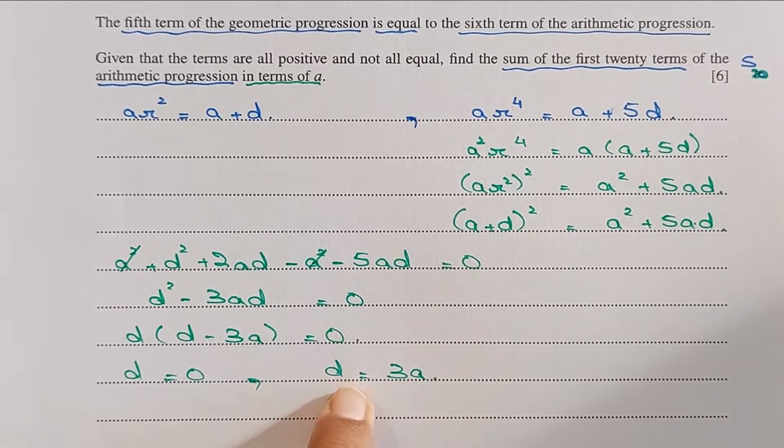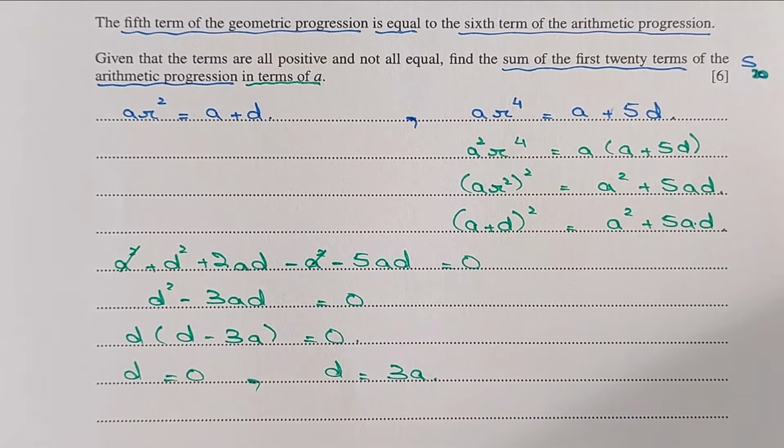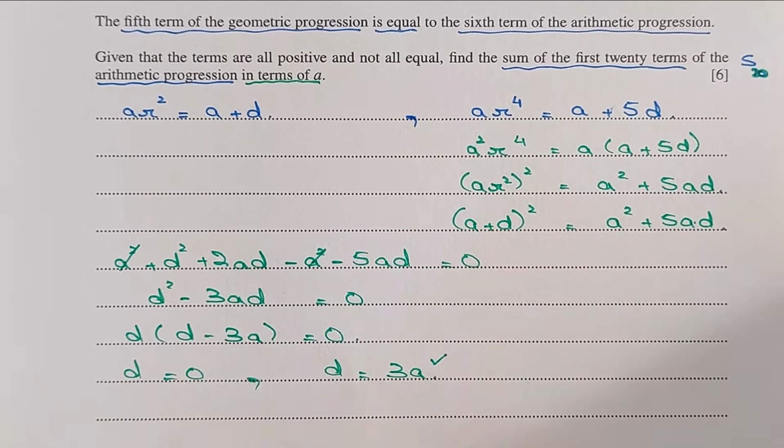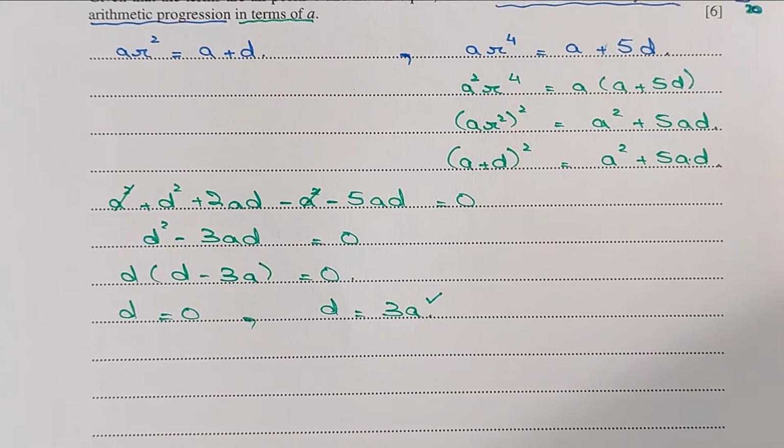So basically we have to find d in terms of a. We are not considering d equals 0, since the difference is not equal to 0. Right, so this is the value for d. This is equal to 3a. Now let me find the sum of the first 20 terms of the arithmetic progression.